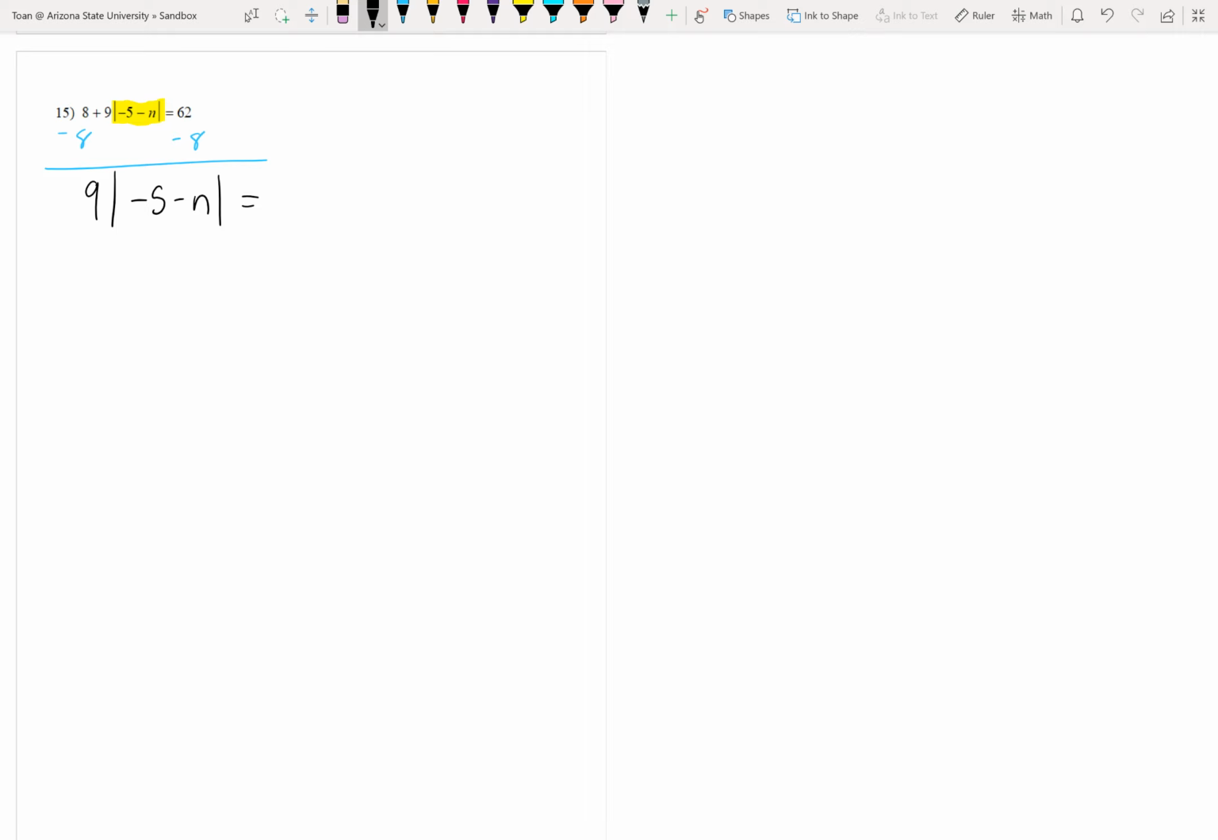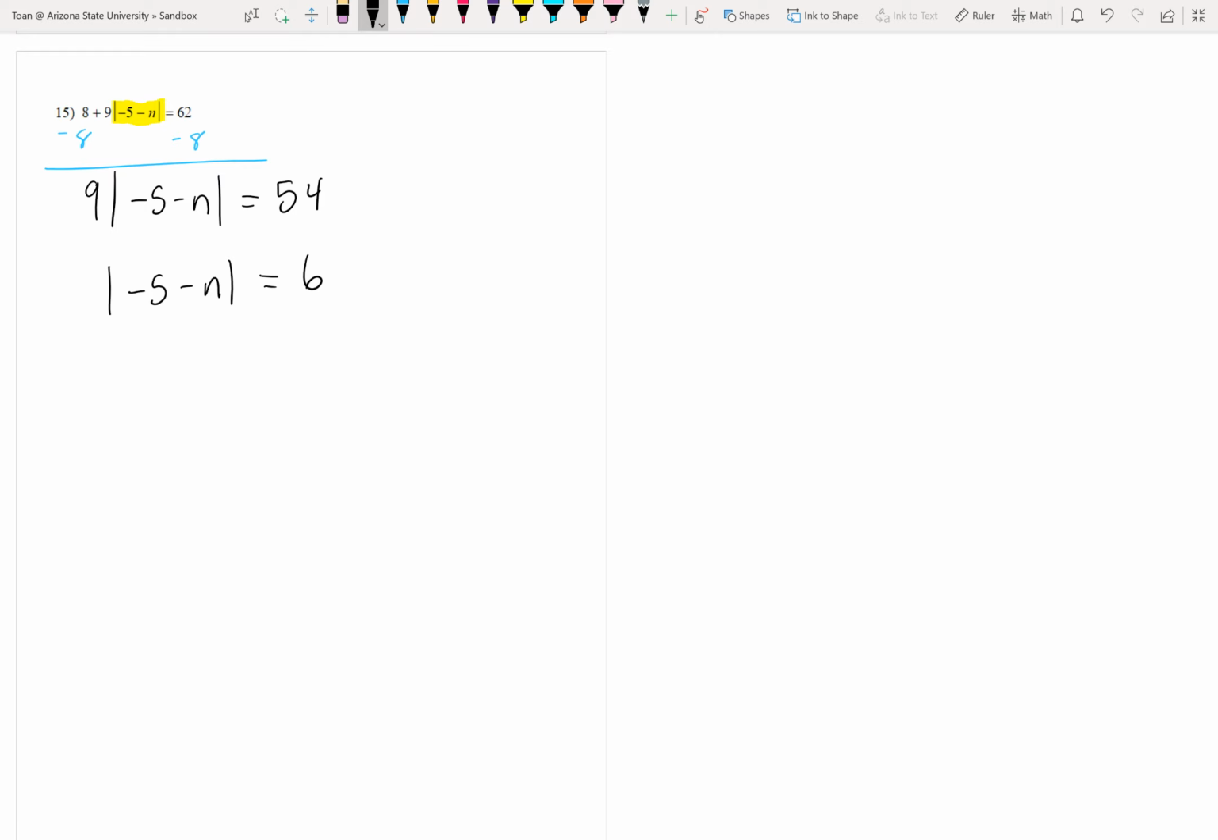Number 15 was an example of an absolute value equation, and the idea was that before we do any special techniques or tricks, you have to get the absolute value symbols by itself. I hope that highlighting them makes it clear that we need to get rid of the 8 and the 9. So get rid of the thing that's farthest away first. To get rid of the 8, I'm going to subtract 8 from both sides. 9 absolute value, negative 5 minus n equals 54. And then divide both sides by 9, which gives you negative 5 minus n is equal to 6.